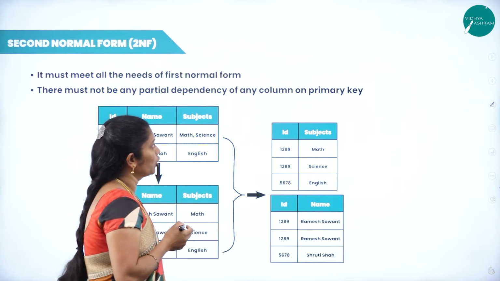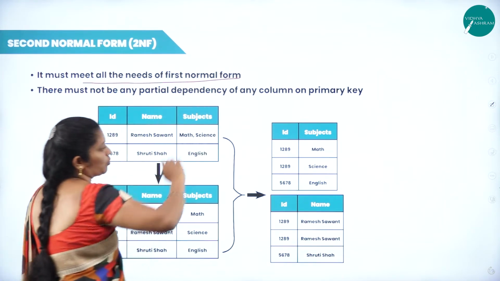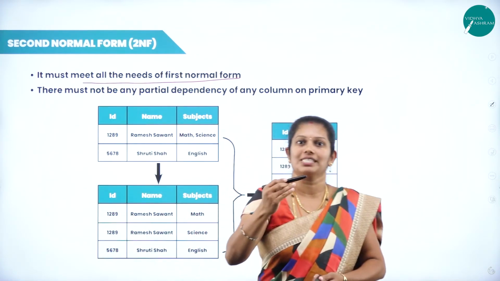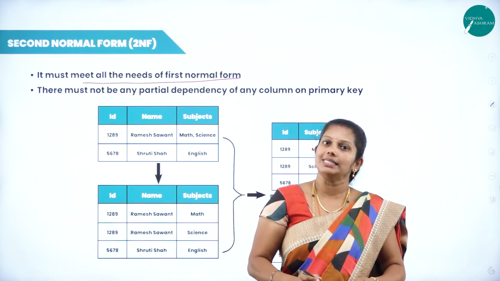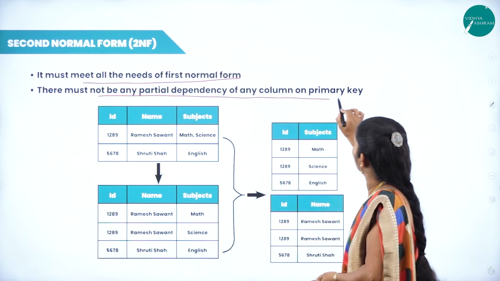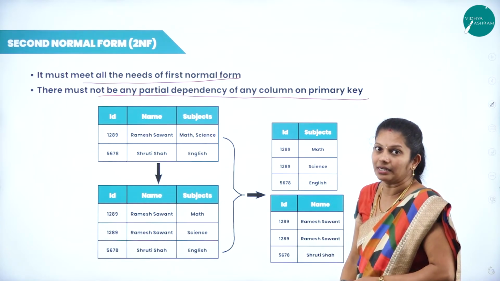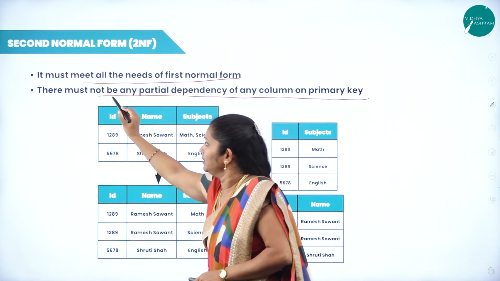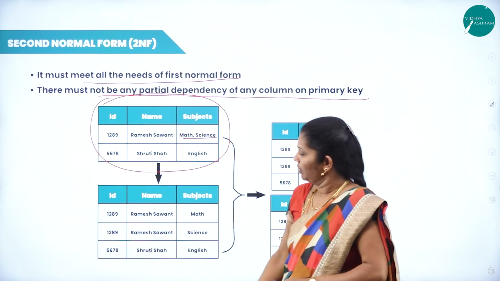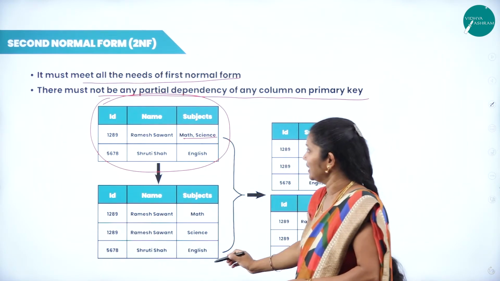Now we will move to the second normal form. The second normal form says that it must meet all the needs of first normal form. Compulsory: if I want to move to the second standard, then first I have to pass the first standard. Then only I can move to the second standard. Then there must not be any partial dependency of any column on the primary key. Partial dependency we have to remove here. Consider this is a table, this is the original table we have. Then here we have two attributes. In first normal form, what we have done is just replace one row with maths and another row with science, and then as usual English.